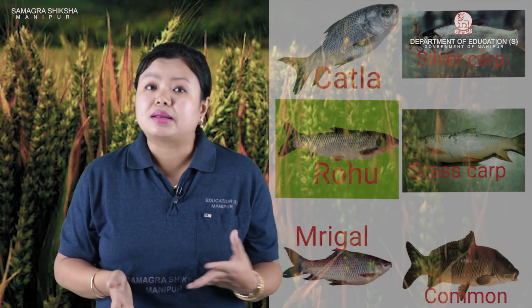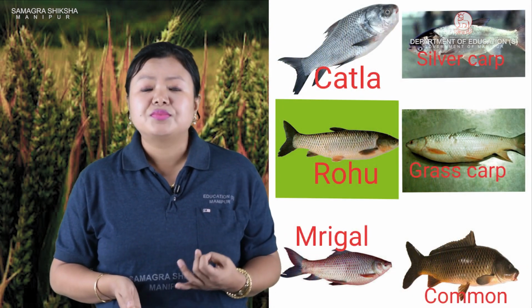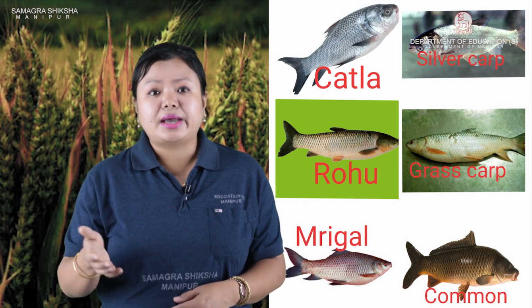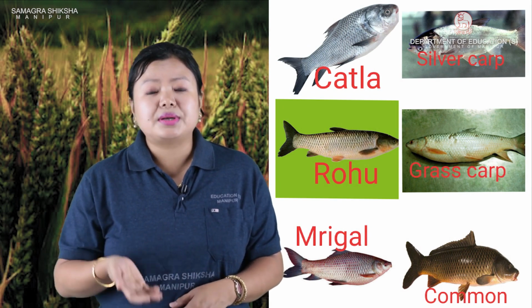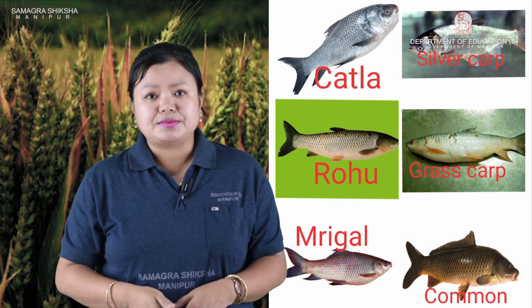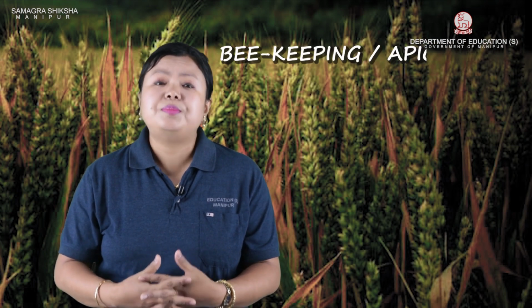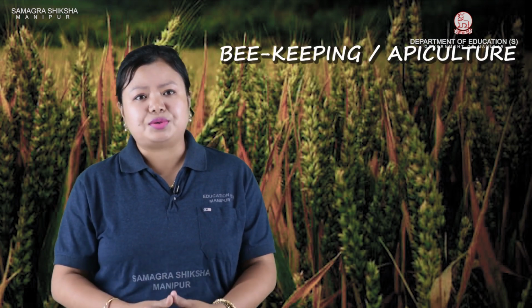In such composite fish culture, mainly Indian major carps and even the exotic carps are used. The Indian major carps used in the composite fish culture are katla, rohu, mrigal, and even silver carp, grass carp, and common carp as the exotic carps. So these are all about the composite fish culture. Next is about the beekeeping or apiculture.